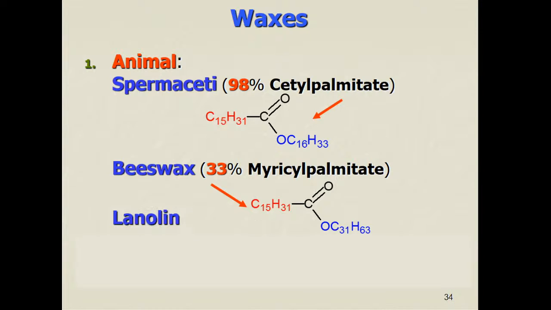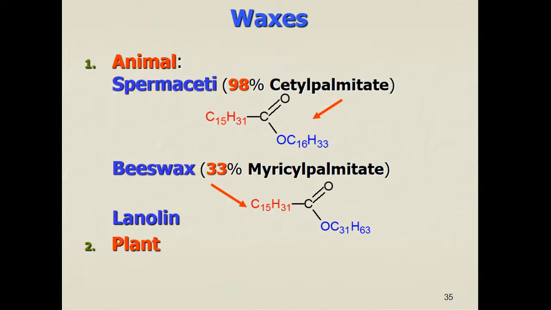And one more animal wax, very important and used in medicine, is lanolin. The structural formula I will explain a little bit later. So what about lanolin should you know? It's also an ester, but with a unique alcohol, cholesterol. It's a monohydric alcohol also.